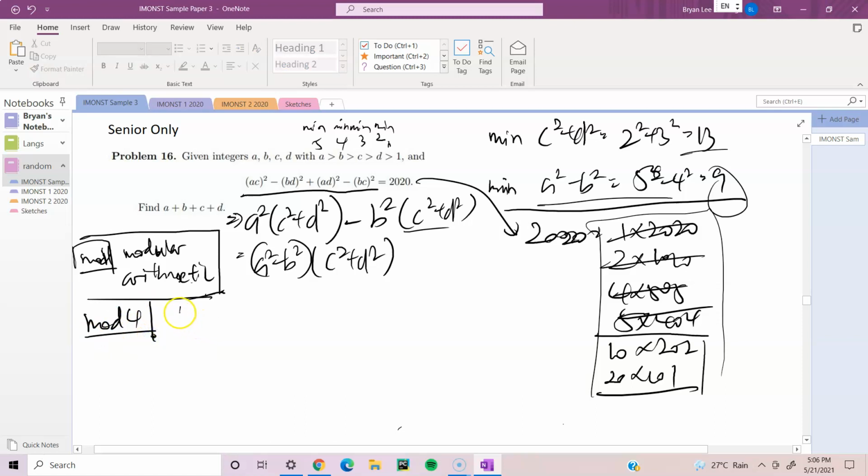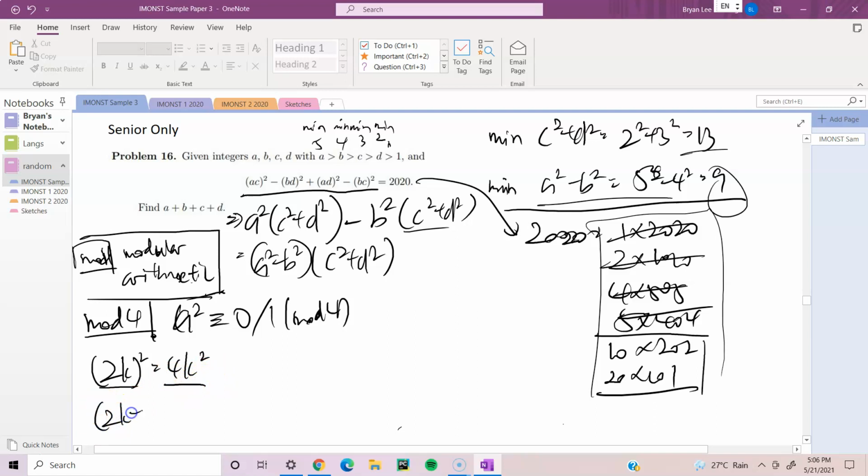Okay, so for any squares, a square, it will be congruent to either 0 or 1 mod 4. Okay, this is a fact. So why is this so? Because we have 2k squared, which will be 4k squared. 2k whole thing squared is 4k squared, which is obviously a multiple of 4.